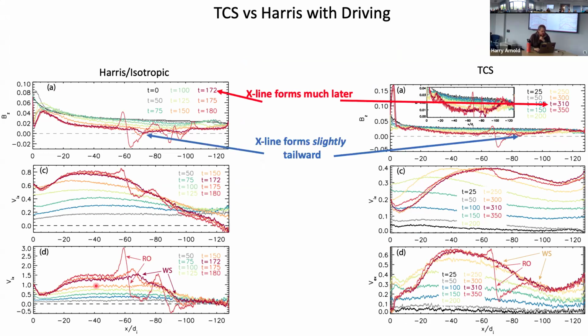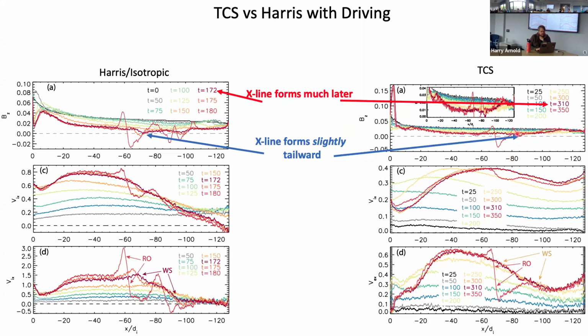So let's compare thin current sheets to the Harris isotropic current sheet. So one thing to point out is that our simulation box is much larger now. We're 120 DI, whereas before it was like 30 or 60. Otherwise, these are very similar simulations. We match the thickness at the left boundary, and then it's just thin current sheet versus Harris. So when we force it, the X line forms much later, about twice as long in the thin current sheet than it does in just your Harris current sheet.